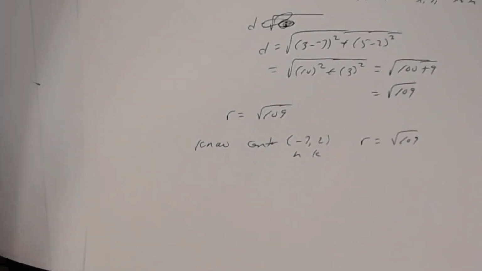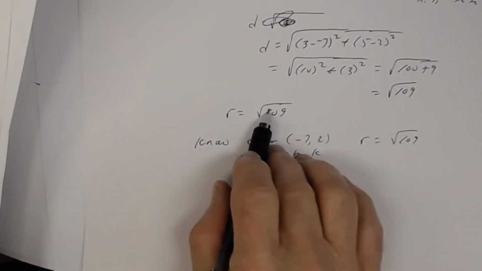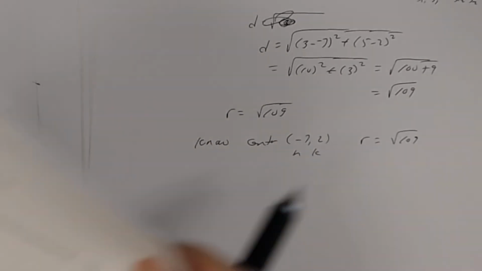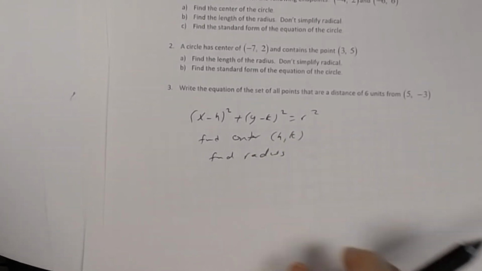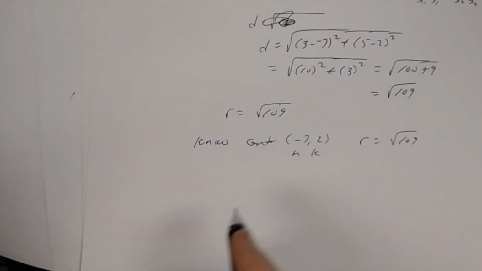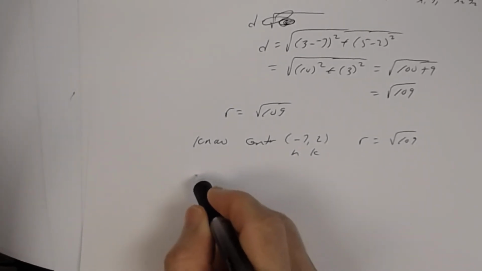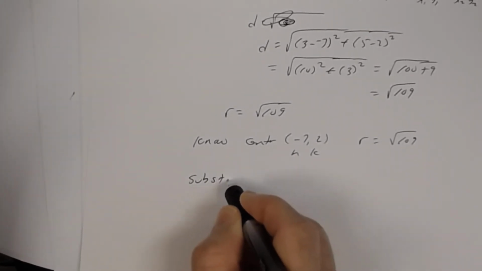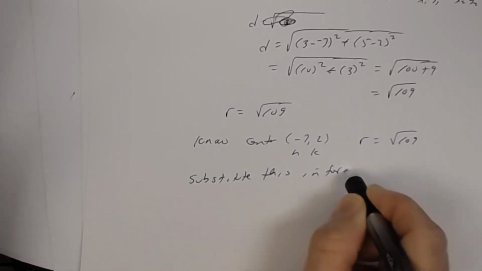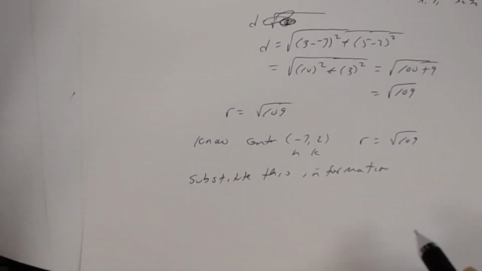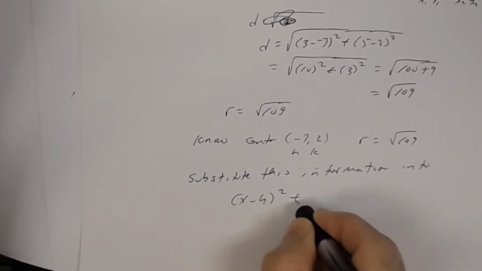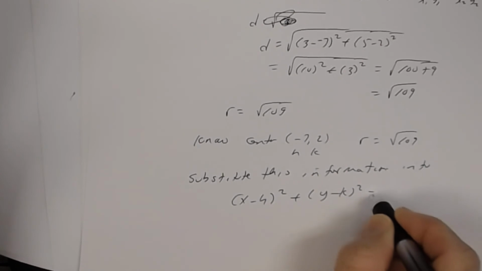And in fact, if you think about it, you really don't want to simplify this anyway, because at the end, you'll be squaring the radius into your formula. So at that point, I wouldn't even simplify. Okay, so now we're going to substitute this information into x minus h squared plus y minus k squared equals r squared.